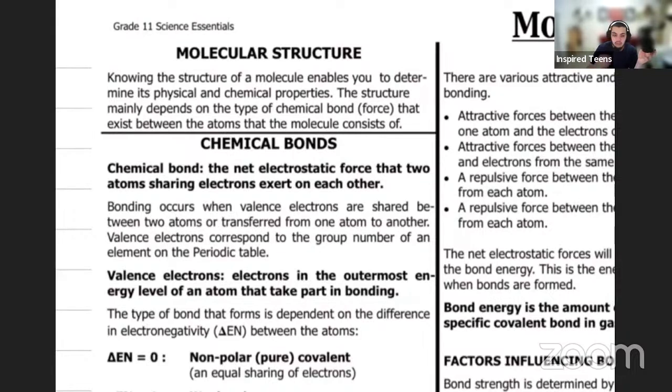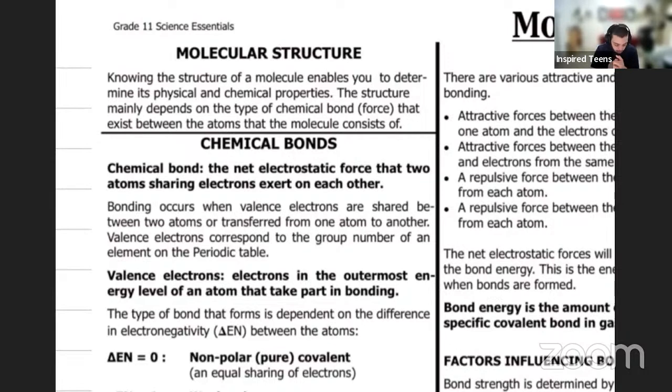Molecular structure. Knowing the structure of a molecule enables you to determine its physical and chemical properties. The structure mainly depends on the type of chemical bond that exists between the atoms that the molecule consists of. So what we gather from this is that the structure depends basically on the type of bond. Let's learn more about bonds.